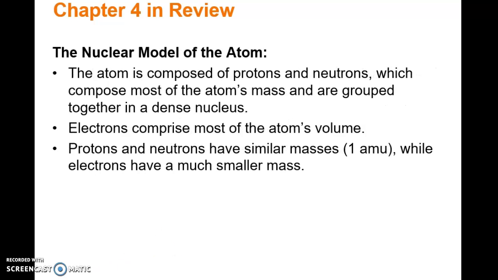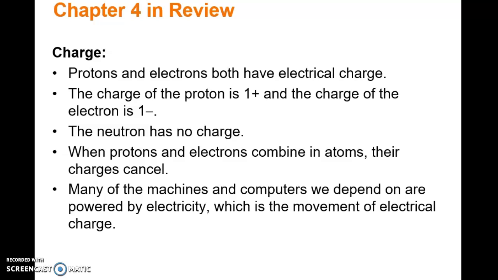The nuclear model of the atom. So the atom is composed of protons and neutrons, which compose most of the atom's mass and are grouped together in the dense nucleus. Electrons comprise most of the atom's volume because they spread out on the outside. Protons and neutrons have similar masses, 1 atomic mass unit, while electrons have much smaller masses.